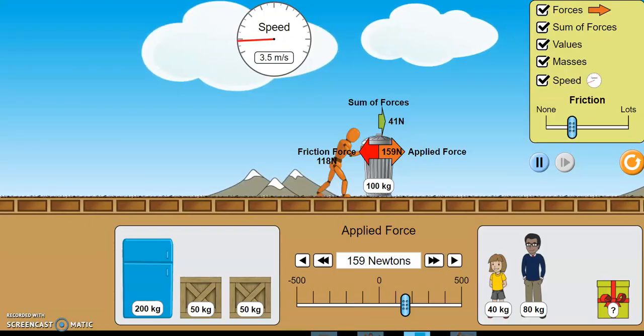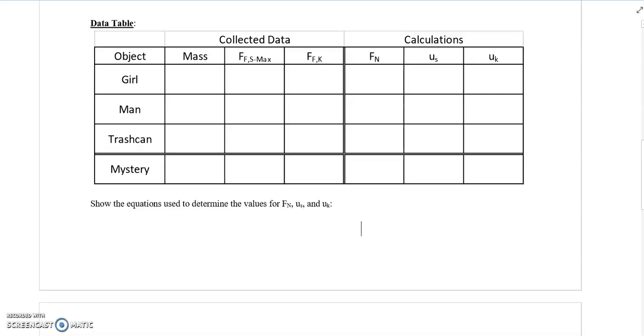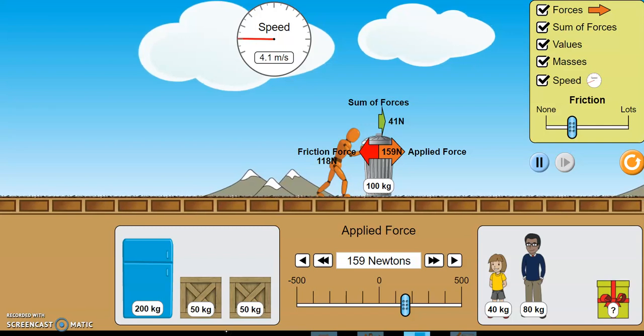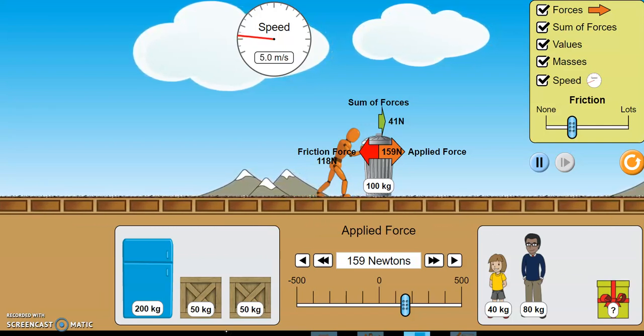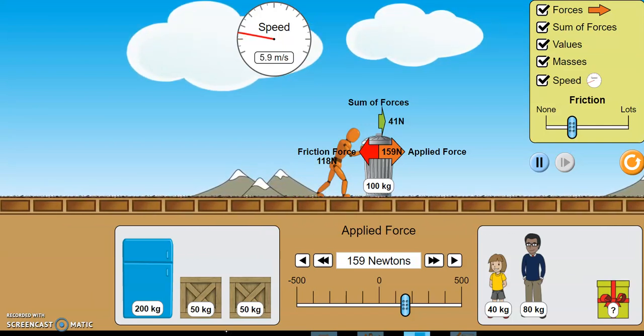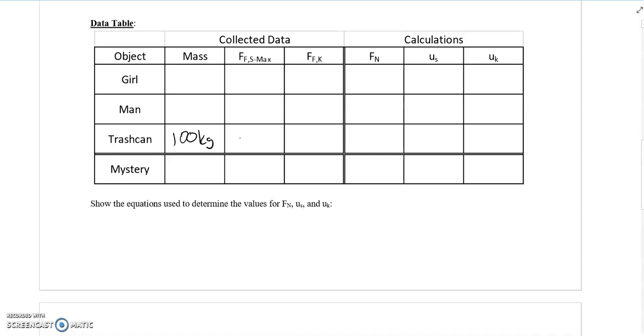All right, so in my data table for the trash can, I believe we know that the mass of the trash can is 100 kilograms. This maximum static, if you looked at the diagram, was 159, right when it tipped. All right, so I'll call it 159 newtons.